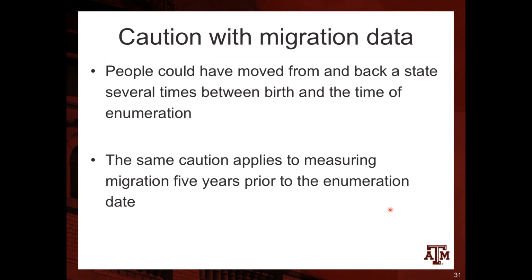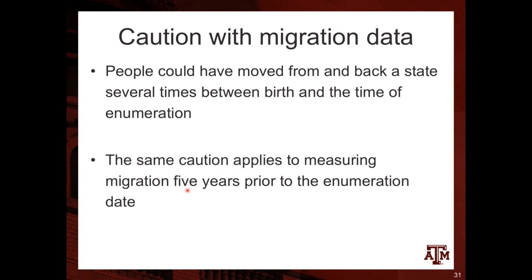So we have to be careful when we analyze this migration data because people could move from and back to a state several times between birth and the time of enumeration. So if we ask someone in which state were you born, and then we know the state where the person is living right now, maybe that person moved to several different states in the US, and we don't have that information based on this data from censuses or from the American Community Survey.